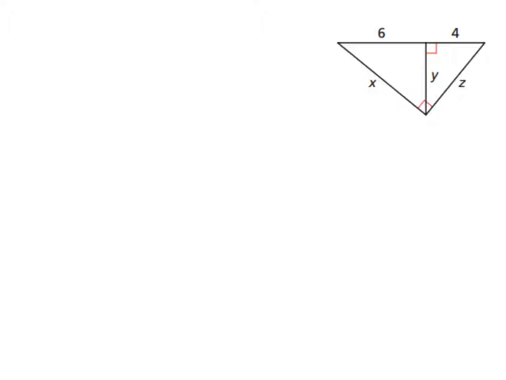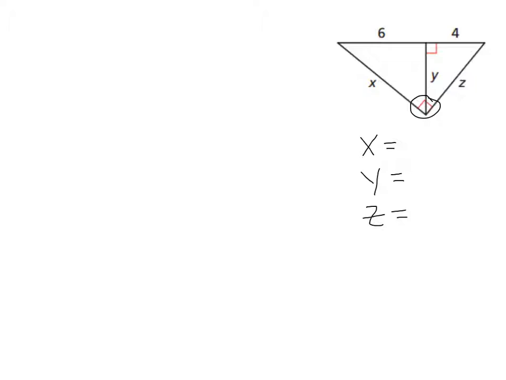Alright, so here we have a problem and we're missing some variables. We don't know what x equals, we don't know what y equals, we don't know what z equals. So that's what we're going to try to find. You can see that we have a right triangle, and we are going to use the similar right triangles to help us find those different things.